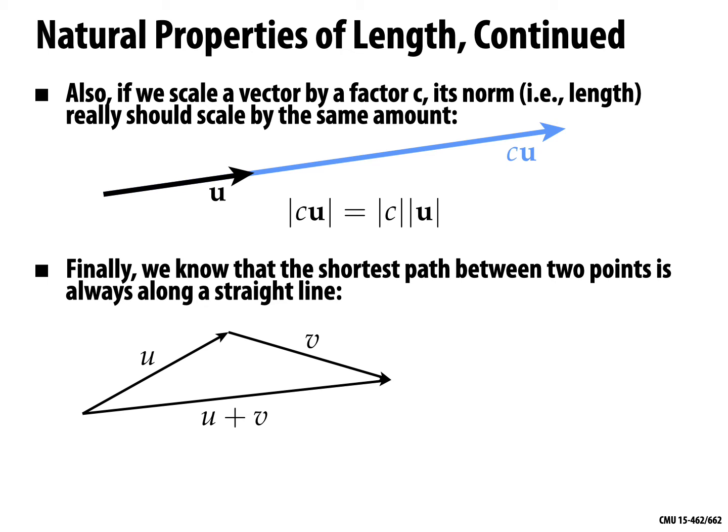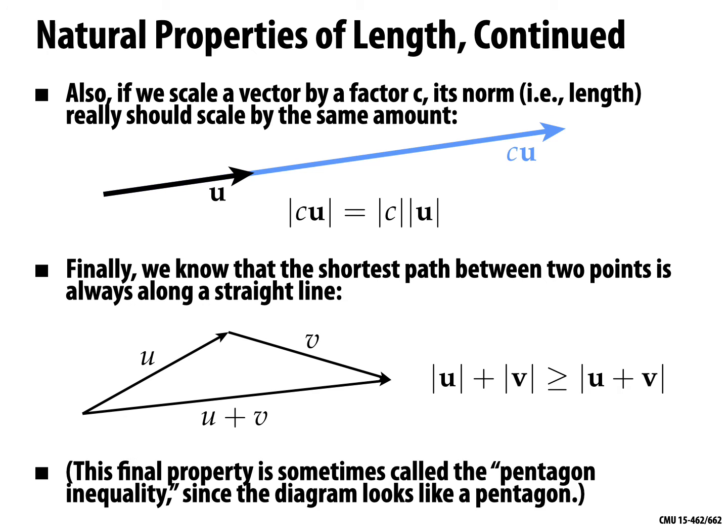And just from this little picture, we can conclude that it really looks like the norm of u plus the norm of v must be greater than or equal to the norm of u plus v. There's no faster way to get between the endpoints than to travel along this straight line. And because this diagram looks like a pentagon, we sometimes call this the pentagon inequality.